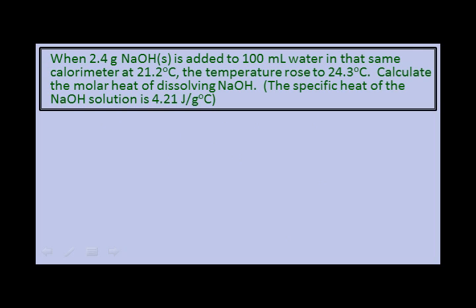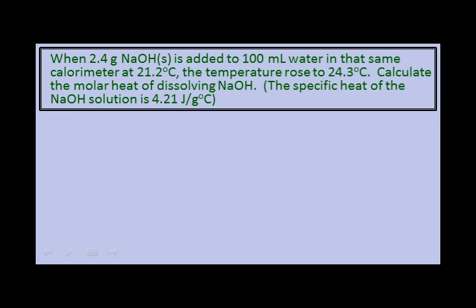When 2.4 grams sodium hydroxide pellets, or solid, is added to 100 milliliters of water in that same calorimeter at 21.2 degrees Celsius, the temperature rose to 24.3 degrees Celsius. We need to calculate the molar heat of dissolving sodium hydroxide, and I'm giving you the specific heat of the sodium hydroxide solution that's produced. So what we're doing is we're starting out with 2.4 grams of sodium hydroxide and dropping it in 100 grams of water. And the water and the calorimeter are at 21.2 degrees Celsius. And when we add the sodium hydroxide to it, the temperature goes up. Okay, so that's a reaction that's occurring, if you will.